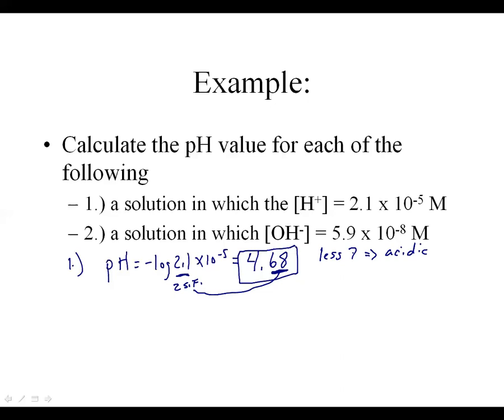Now let's take a look at the second one. If you got a pH value of 7.23, that would be wrong, and we're going to talk about why that's wrong right now, in case somebody out there got that. That is because we are not given the H plus concentration, but we're actually given the OH minus concentration. And remember that to calculate the pH, you need the H plus concentration. That means before we could go into the pH equation, we use H plus times OH minus equals 10 to the minus 14.